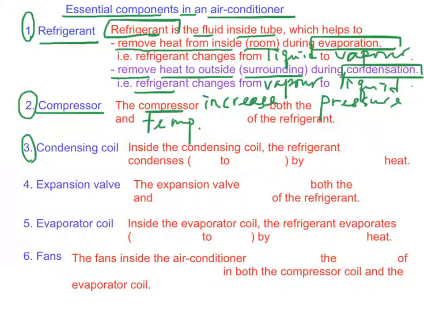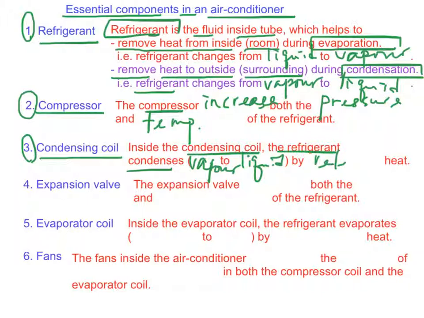The third essential component is the condensing coil. Inside the condensing coil, the refrigerants condense, changing from vapor state to liquid state by releasing heat.